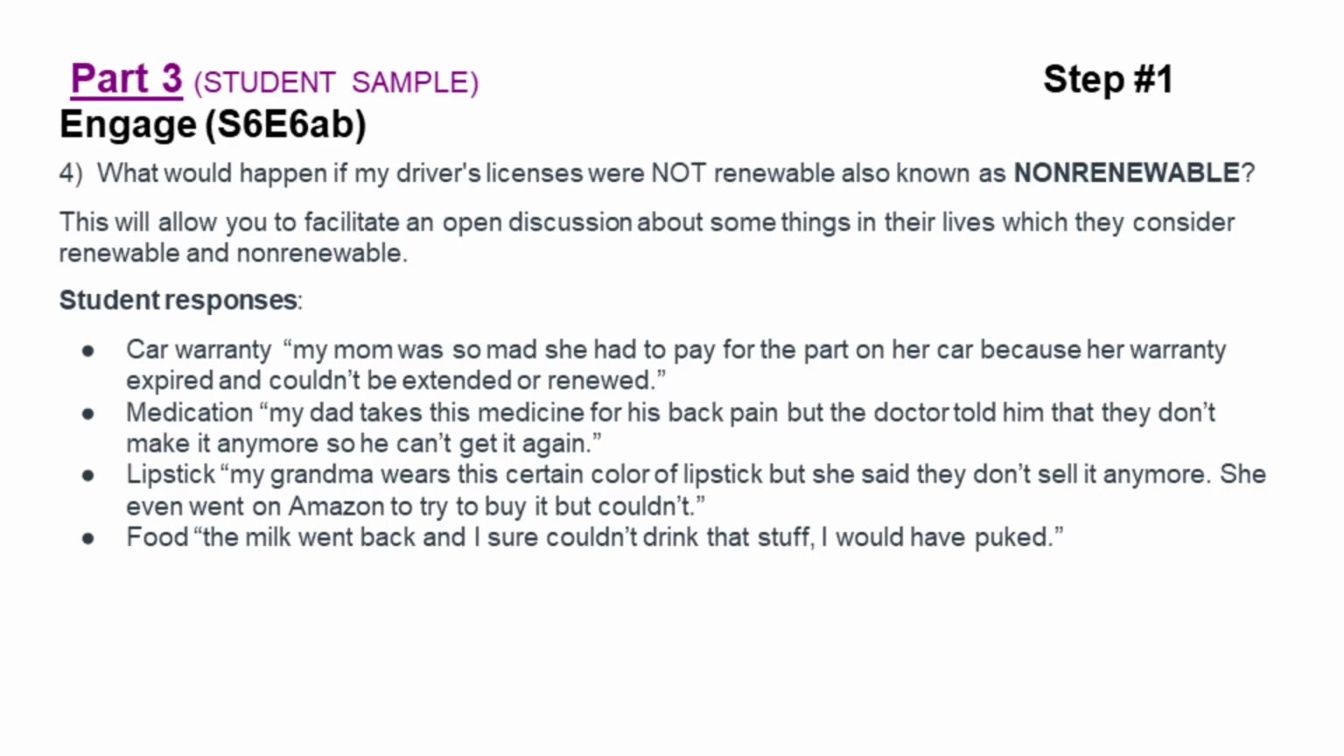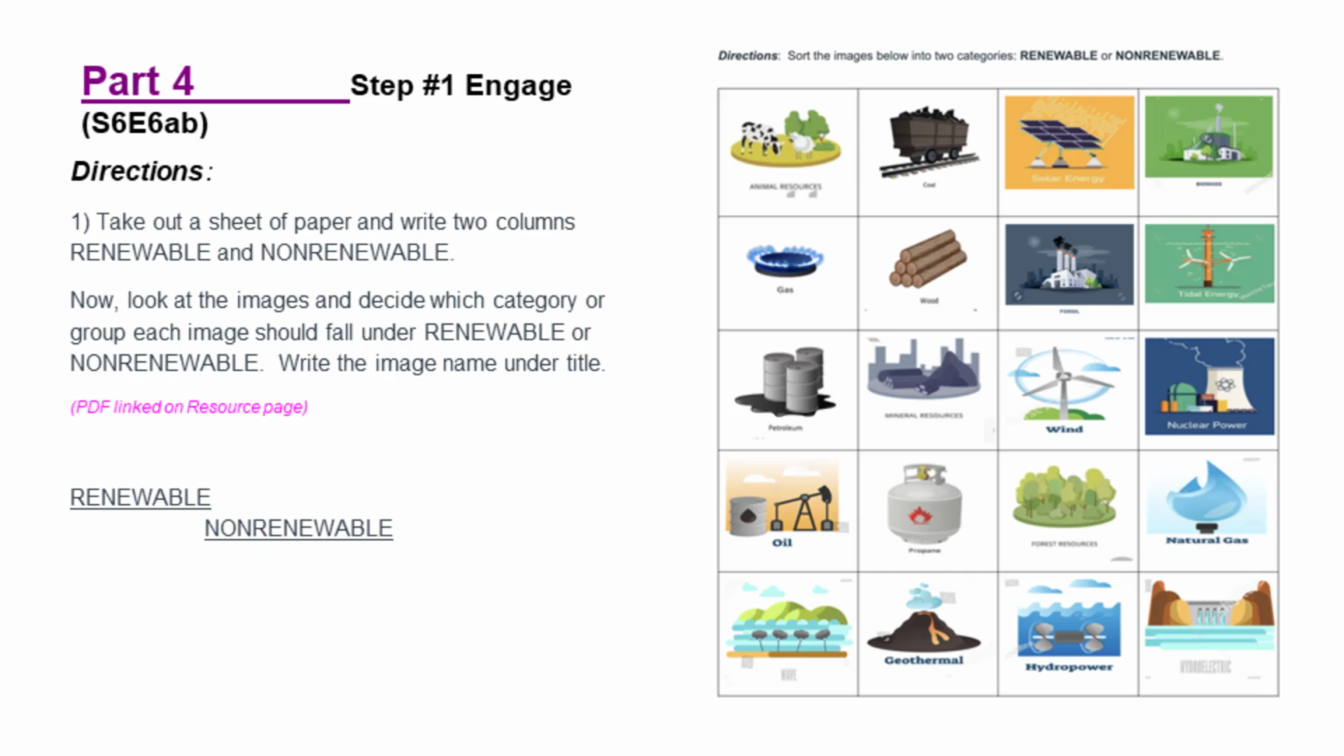Lipstick. My grandma wears this certain color of lipstick, but she said they don't sell it anymore. She even went to Amazon to buy it, but couldn't. Food. The milk went bad, and I sure couldn't drink that stuff. I would have puked. So you get some pretty funny responses. But again, you are engaging the students. You are just trying to hook them into what you want them to learn about. So this is where you can now talk about, so now you are getting an idea of what they understand about renewable and non-renewable. All right.